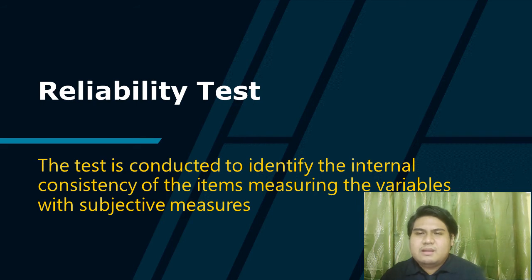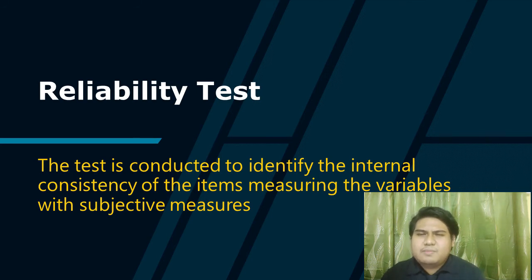Next, the reliability test is conducted to identify the independent variable, types of online platform. The Cronbach alpha is 0.655, which is a questionable level of internal consistency. Therefore, the items used to measure the variable are somehow not considered reliable.